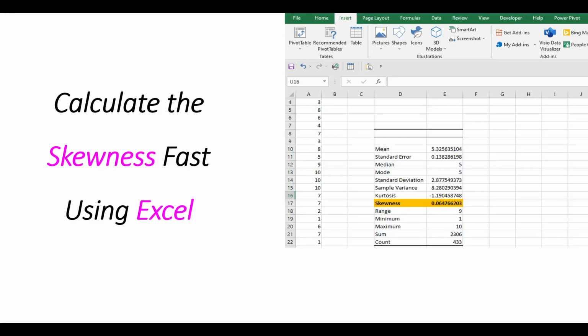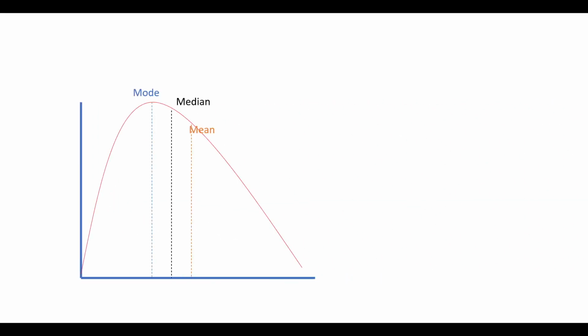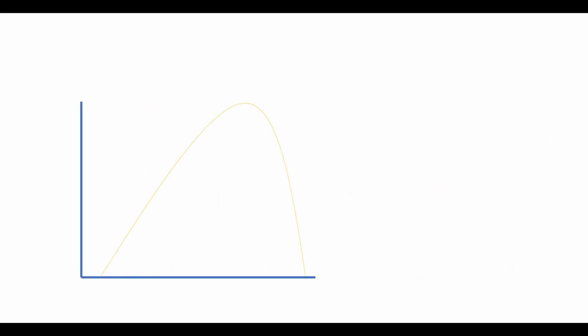Today we are going to talk about how we can calculate the skewness of a distribution fast using Excel. Skewness measures the asymmetry, or to be more accurate, the lack of symmetry within a distribution. It can be positive if the mean is higher than the median, which is higher than the mode, and of course can be negative as well if the mean is lower than the median and the median is lower than the mode.